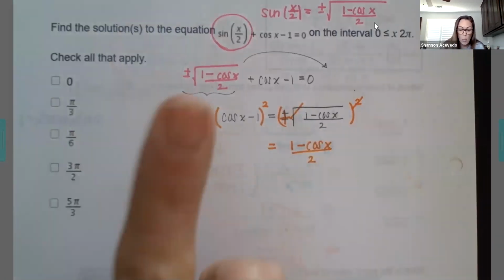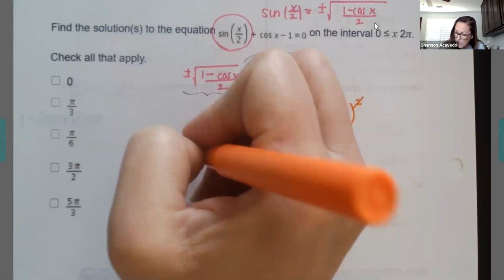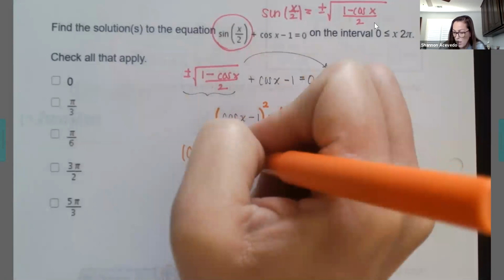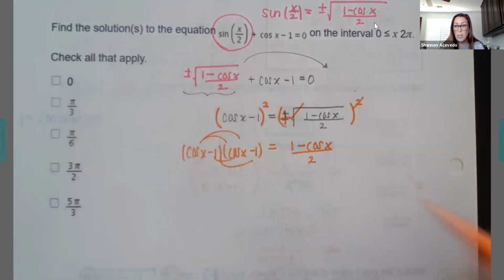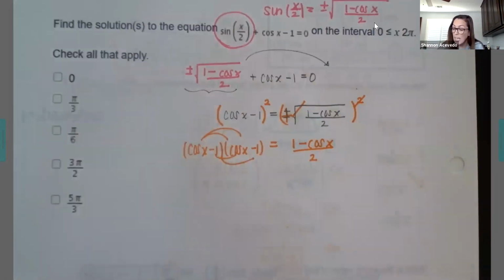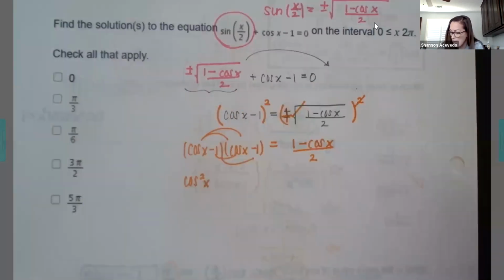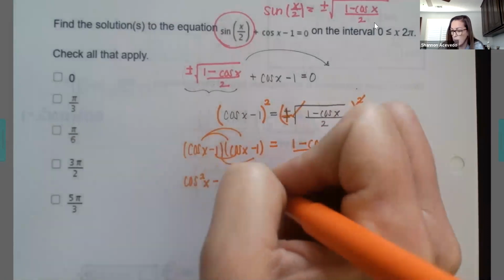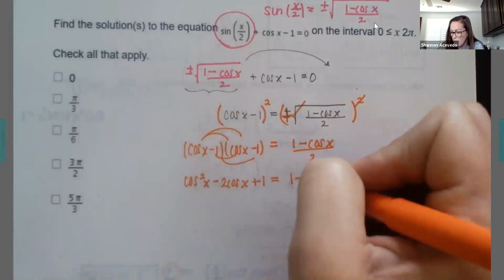And then the question is over here, well, what does this become? Remember that this piece is going to be cosine of x minus 1 times cosine of x minus 1, and we need to distribute this through. So when I distribute it and combine my like terms, I end up with cosine squared of x minus 2 cosine of x plus 1 is equal to 1 minus cosine of x all over 2.